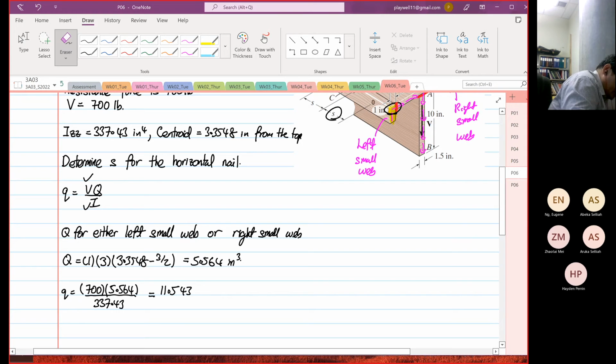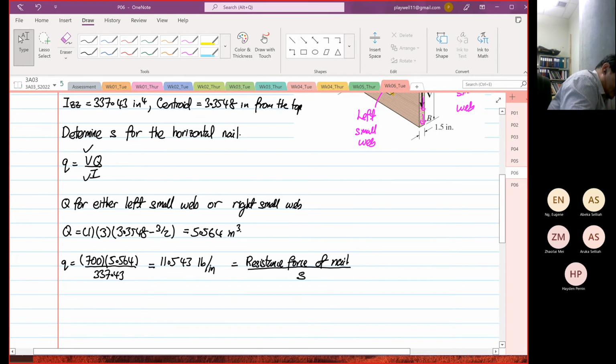pound per inch, and this is equal to the resistance force of the nail divided by S. So this will be equal to the resistance force given to us, 700, divided by S, and this is equal to 11.543. So S is equal to 700 divided by 11.543.